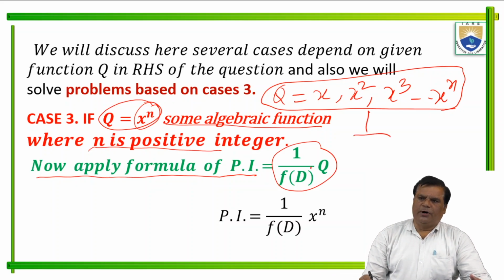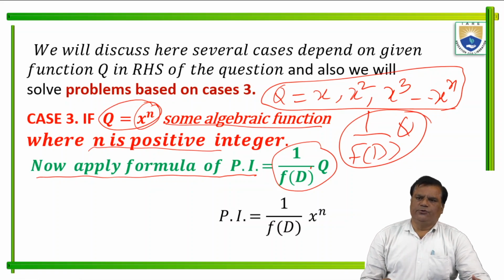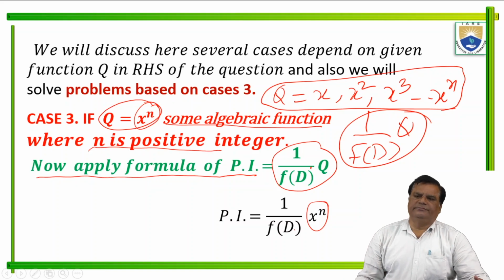The formula is 1 upon f(D) into Q. This is the formula of PI. So PI is equal to 1 upon f(D) Q. Q is given here. Q is x to the power n.